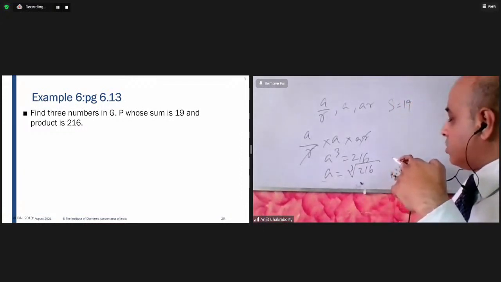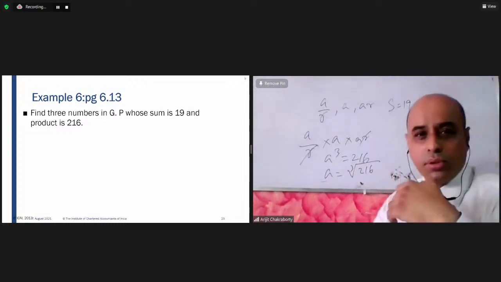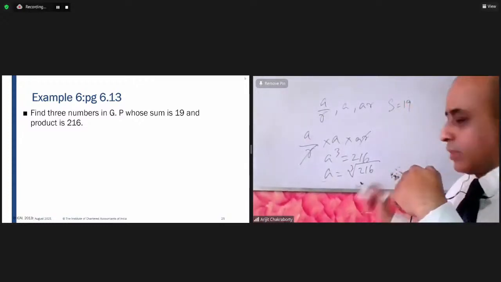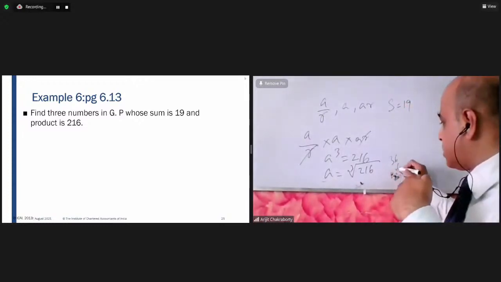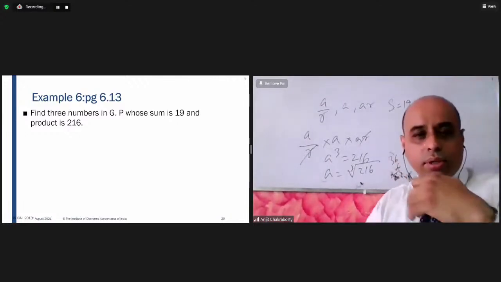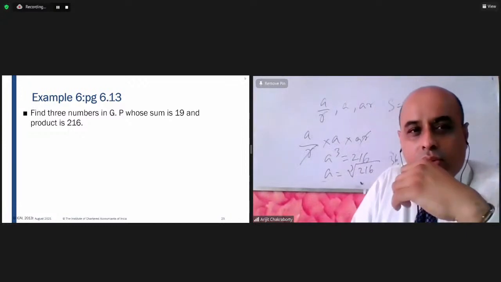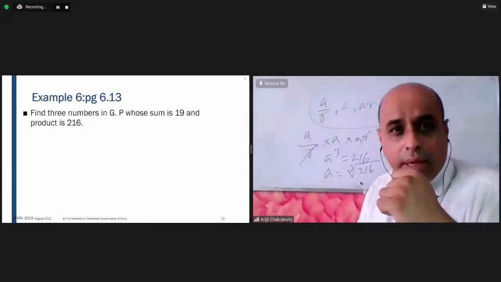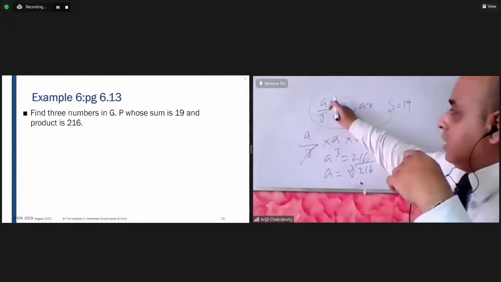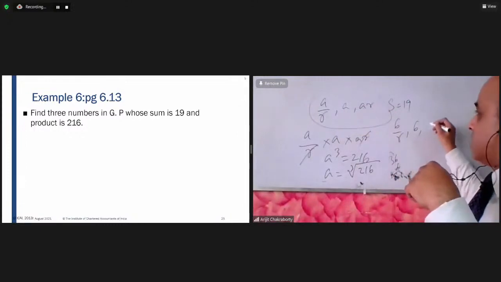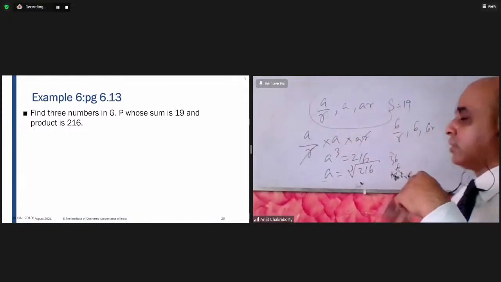No, just check. The cube root of 216: 6 into 6 is 36, and 36 into 6 gives 216. Yes, so the cube root is 6. So now we know that the numbers we have taken, A by R, A and AR, are 6 by R, 6, and 6R.